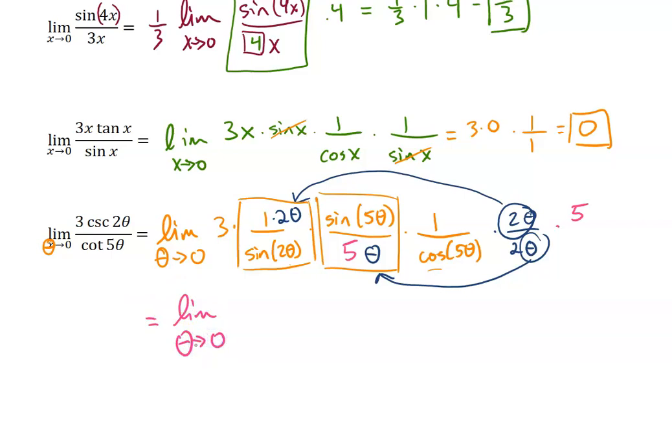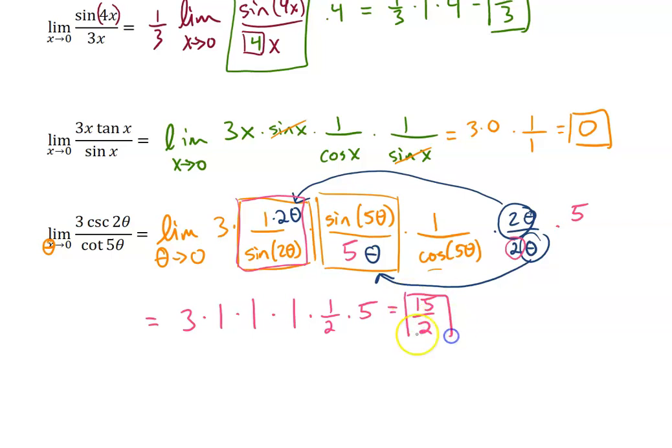Okay, so I've got a lot of factors here, but what I have left is the limit as theta approaches 0. Oh, actually, I don't need the limit anymore because I'm going to evaluate. So I have 3 times, and then this first box matches our limit form, so that's equal to 1, has a limit of 1. This box also has a limit of 1. This is 1 over 1. Here, that 2 got used up. This 2 is left over. So I have a 2 in the denominator, and I have a 5 in the numerator. So I am left with 15 over 2.